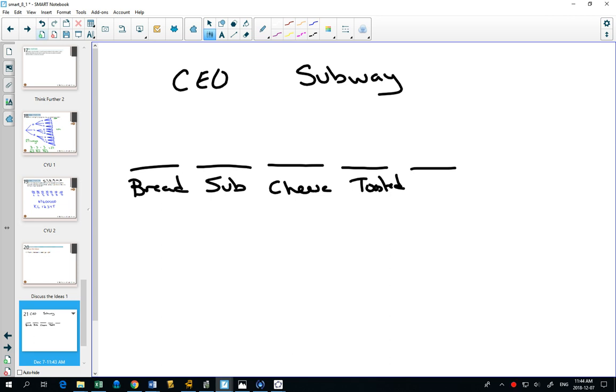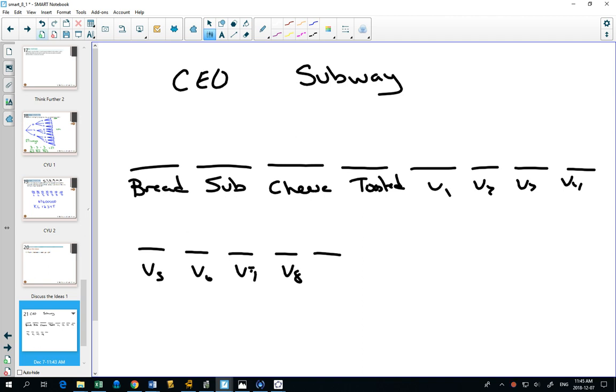So your veggies are all separate, right? So how many veggies are there? At least 8? Okay. But then there's sauce. Well, we'll get there. So there's veggies. We'll say there's 8 kinds of veggies. Cheese. Veggie 1, veggie 2, veggie 3, veggie 4, veggie 5, veggie 6, veggie 7, veggie 8.